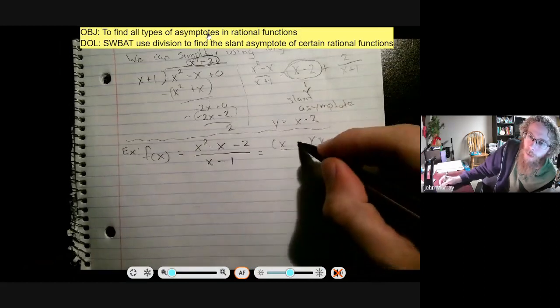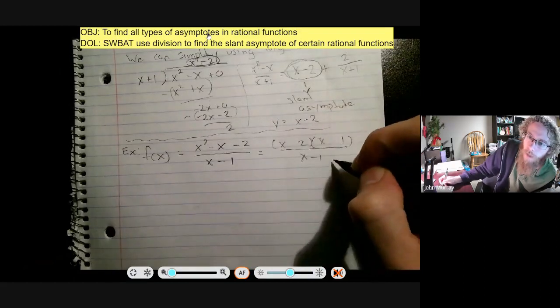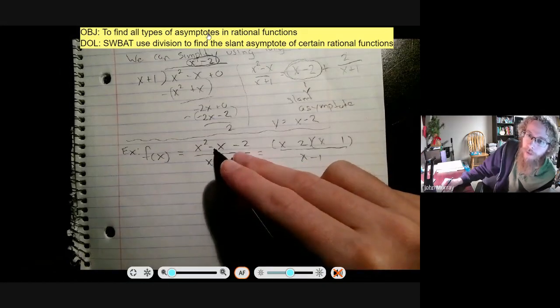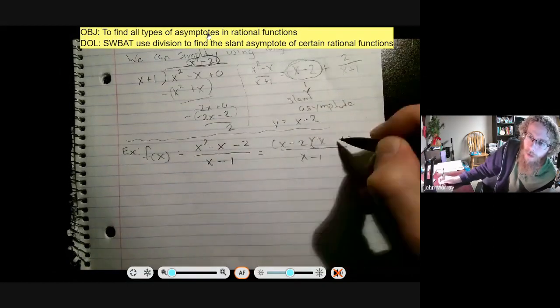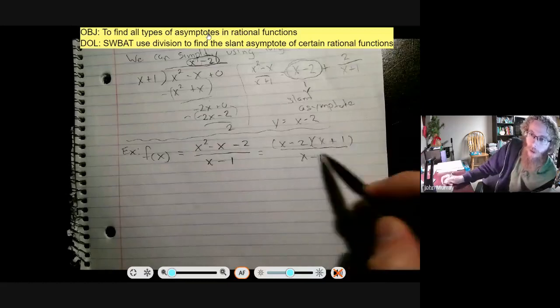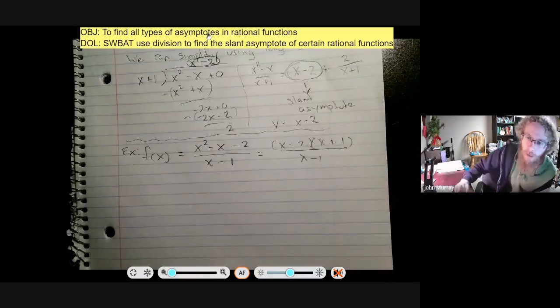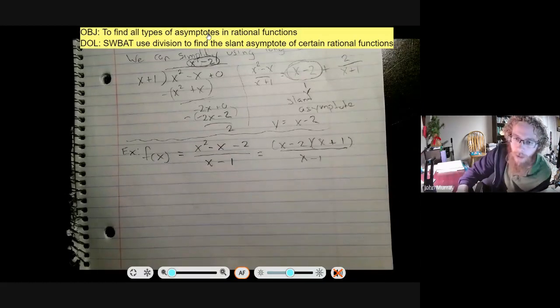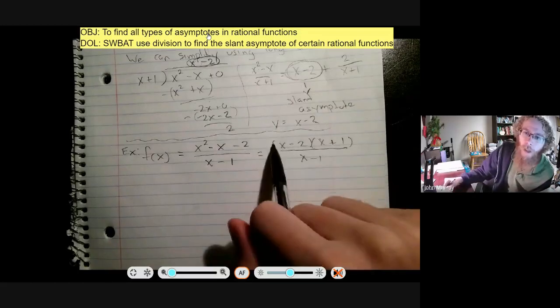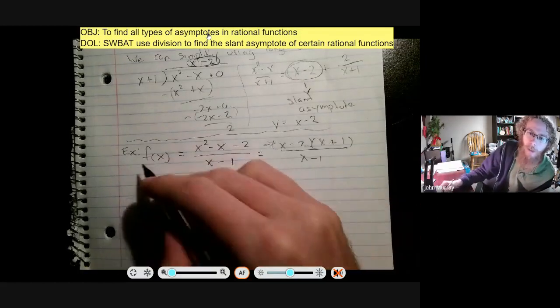So negative 2, we have 2 and 1. One of them has to be positive. One of them has to be negative. This is negative, so we're going to look like that. So even though these are similar, they're not the same sign, so we can't cancel anything out. But this does give us our x-intercepts.